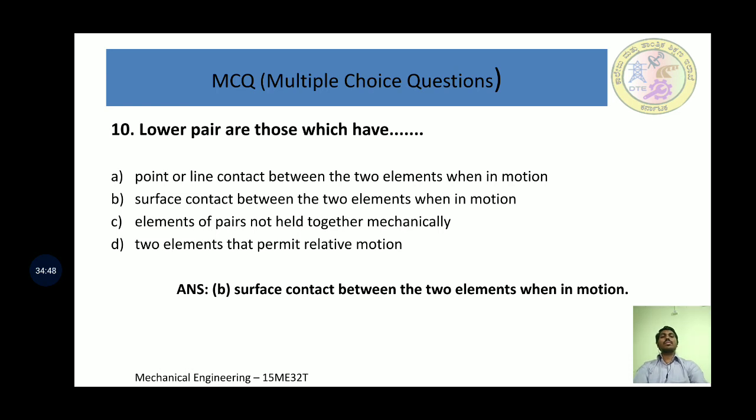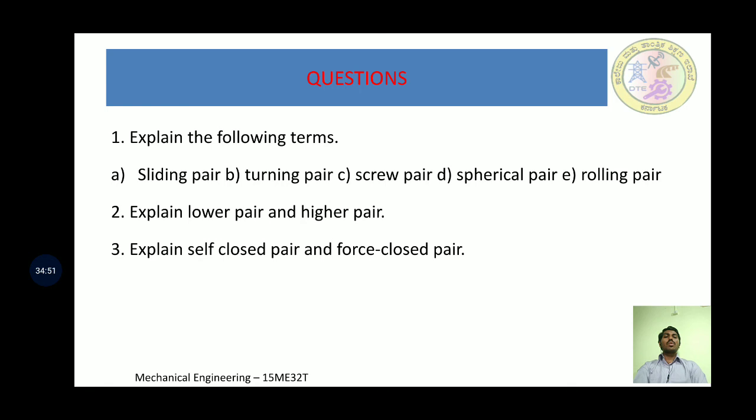Now the questions asked in previous examinations. First one, explain the following terms: sliding pair, turning pair, screw pair, spherical pair, rolling pair. Write down the definition of each pair, write the example and draw the diagram.